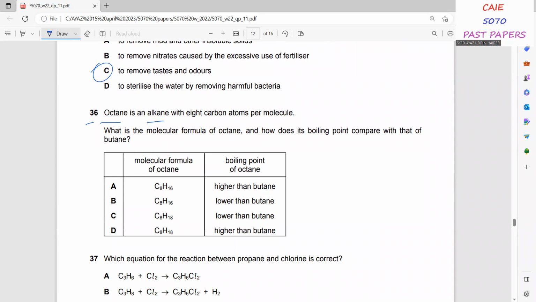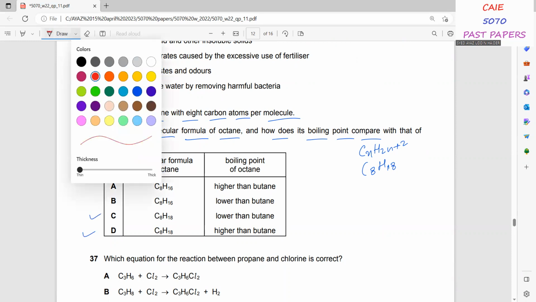36. Octane is an alkane with 8 carbon atoms per molecule. What is the molecular formula of octane and how does its boiling point compare with that of butane? Butane is the lower member than octane. I'm writing the general formula for alkanes, that is CnH2n+2. So for octane, there are 8 carbon atoms. So you'll write C8, H2 multiplied by 8, 16, 16 plus 2 is 18. So C8H18 will be the right formula for octane. So choice C or D will be the correct one. Both choice A and B are incorrect in this case.